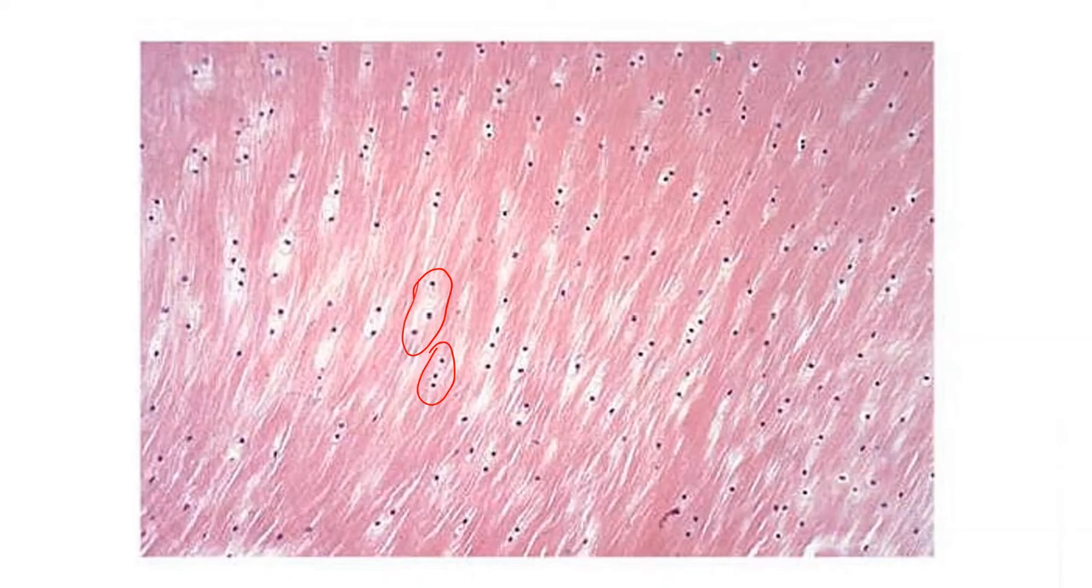Okay, so this is fibrocartilage. Function is shock absorption. Location, like intervertebral discs, or the pubic symphysis, or some of the pads found like in knee joints, for instance. Fibrocartilage.